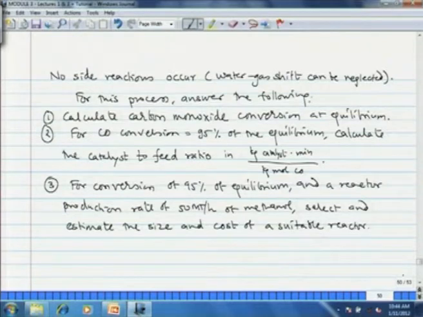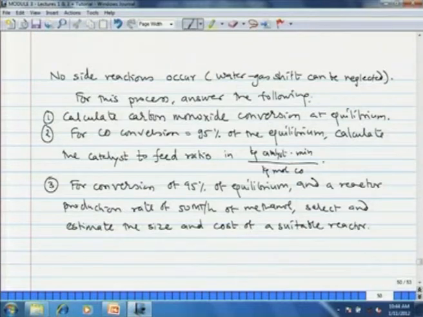Now, we ignore the side reactions in this case. We assume no side reaction occurs. Water gas shift reaction is a possible side reaction, but we assume it to be negligible. And then again we have to answer 3 questions here.